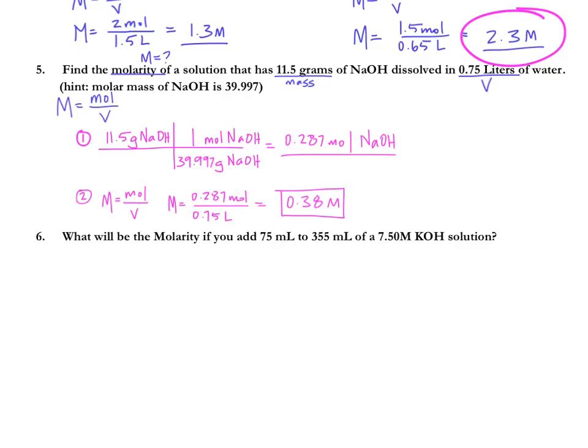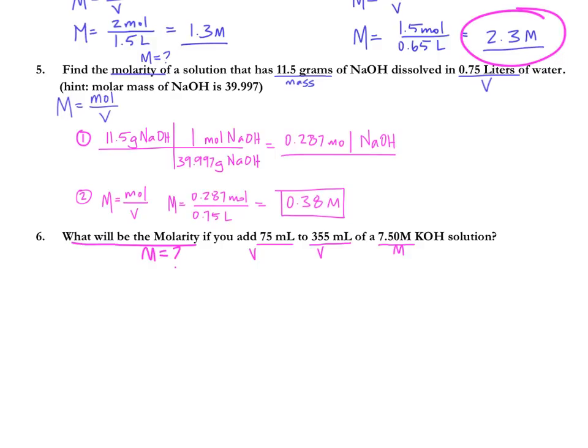It says 75 milliliters. I know that milliliters measures volume. 355 milliliters. Again, milliliters measures volume. We got 7.50 M. Capital M measures molarity. And it says, what will be the molarity? So it's asking you to find molarity. Molarity is unknown.